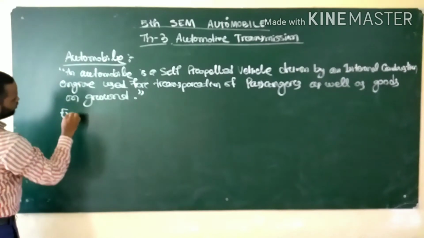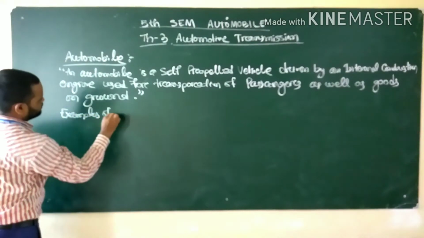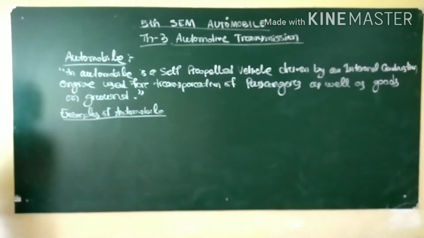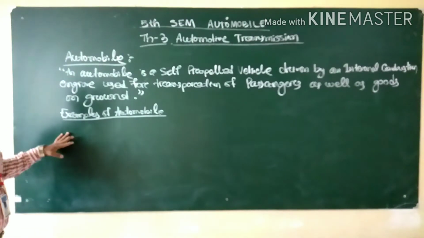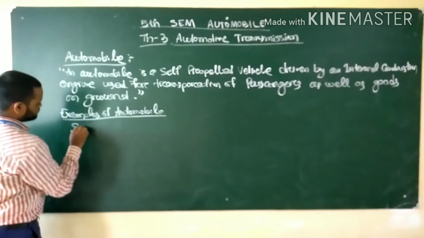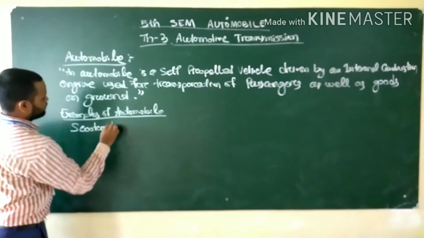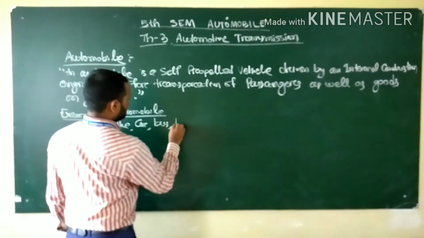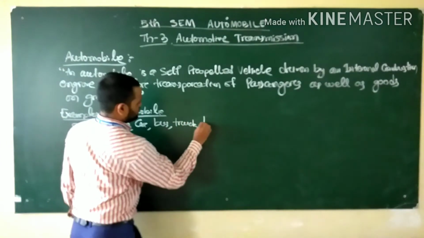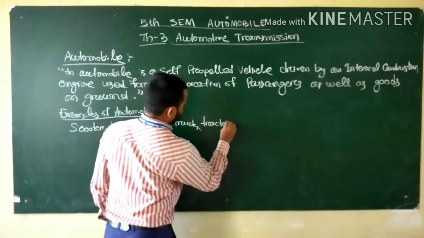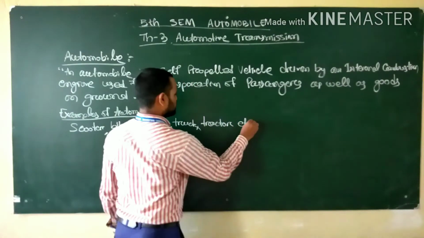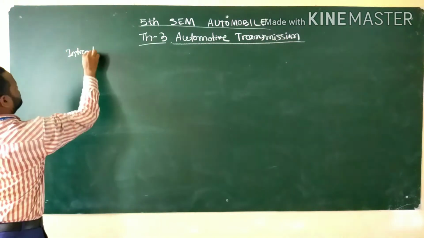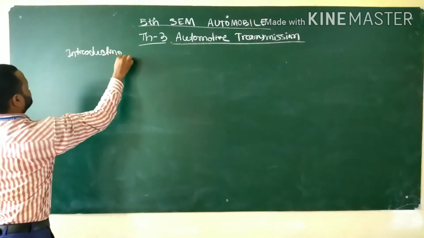And examples of automobiles. In our day-to-day life, we will find scooter, bike, car, bus, truck, tractor, etc. as examples of automobile. And now the introduction part.